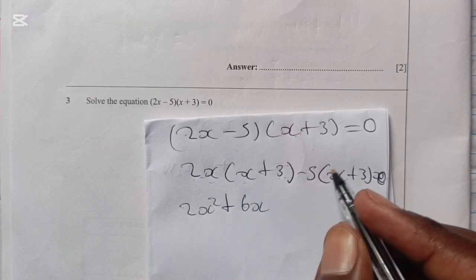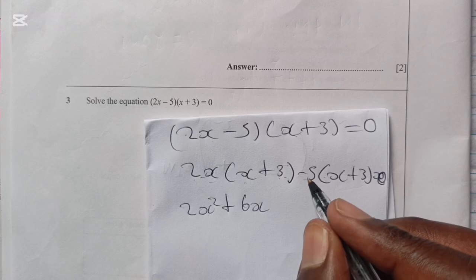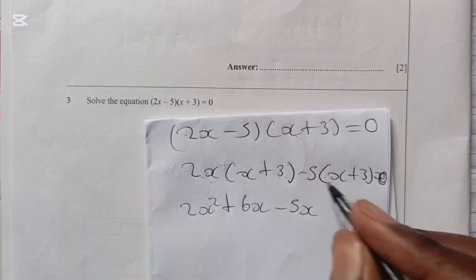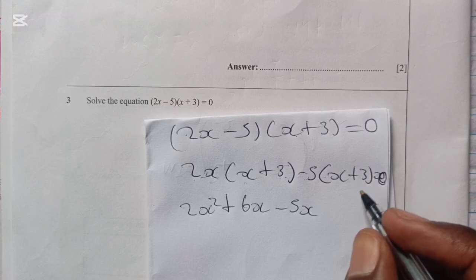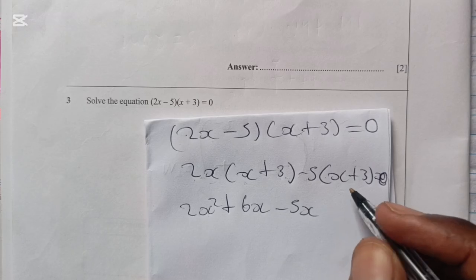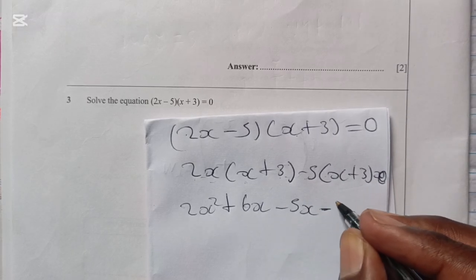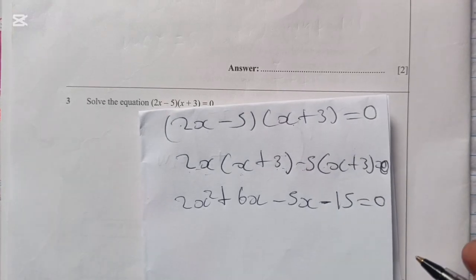Then we have negative 5 times x, that will be negative 5x. Negative 5 times 3: different signs, negative times positive, it is negative. 5 times 3 is 15. So negative 15 is equal to 0.